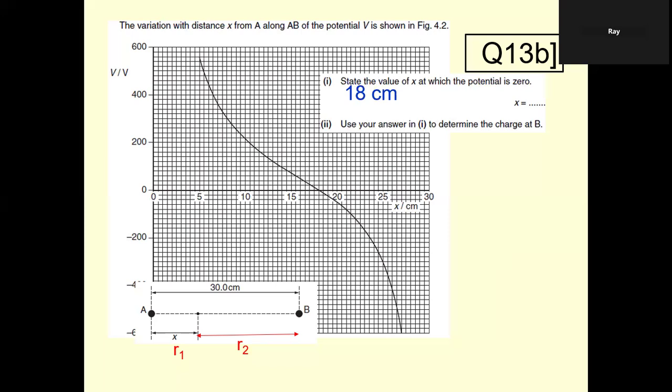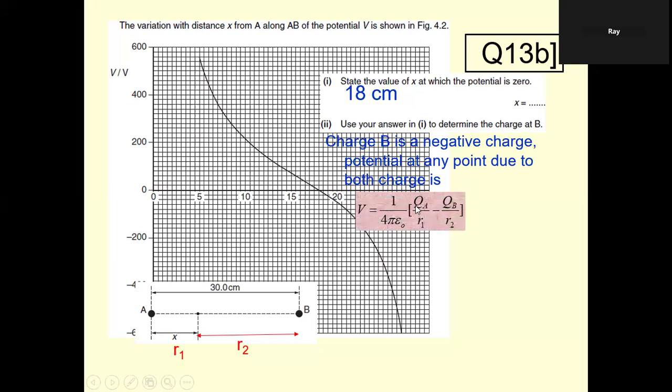Use your answer in 1 to determine the charge at B. Read the graph, simple. Next one, use the formula. Charge at B is a negative charge. Potential at that point is due to both charges.